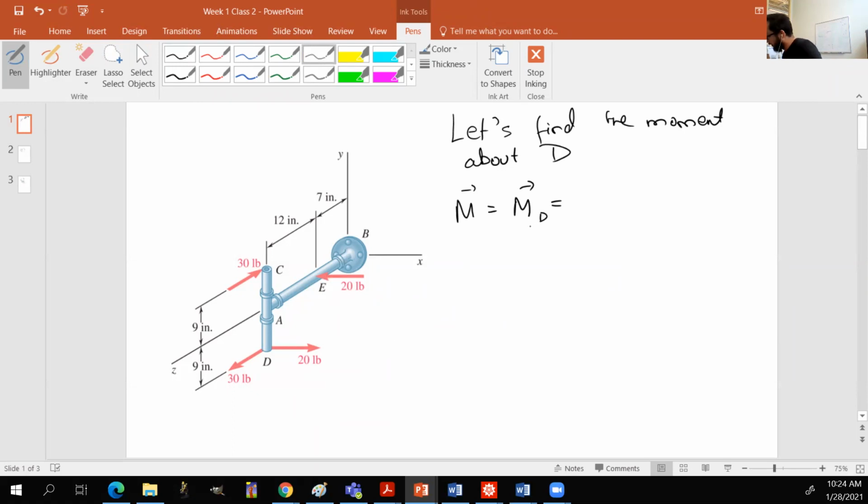So moment about D, it's going to be this 30-pound force, right? And it's going to be R from D to C, right? So what's that position vector going to be? It's going to be 9 plus 9 in the positive Y direction, right?